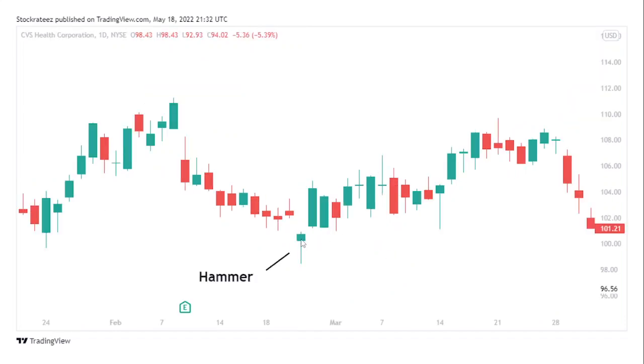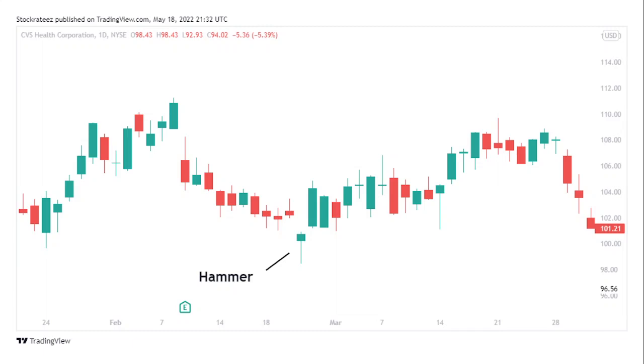So we've got a hammer candle here, and I mean, why do they call them hammers? I mean, they look like a hammer. They look like a big meat cleaver or something. So we can see here, price was in a downtrend, and then as soon as we go above the hammer high, price starts to move in the other direction. So these are good reversal signals.